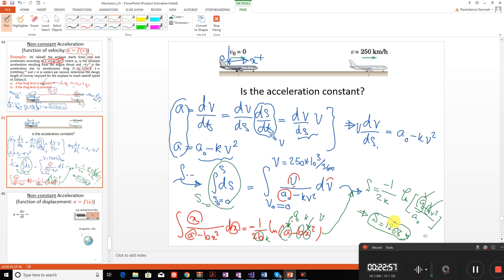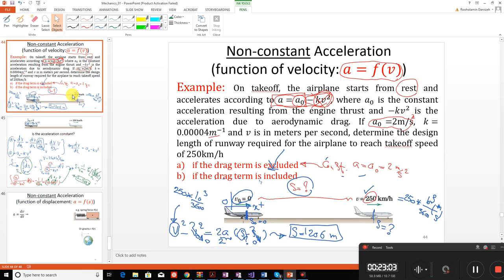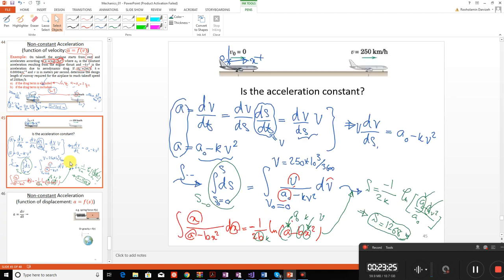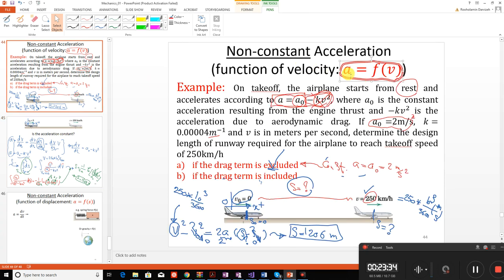And if you compare this value with the value which we calculated in part A, you see you need more distance, or more takeoff distance, to reach the same amount of velocity, because we have drag force, we have air resistance, which physically makes sense. Okay, this one was an example where the acceleration was a function of velocity.